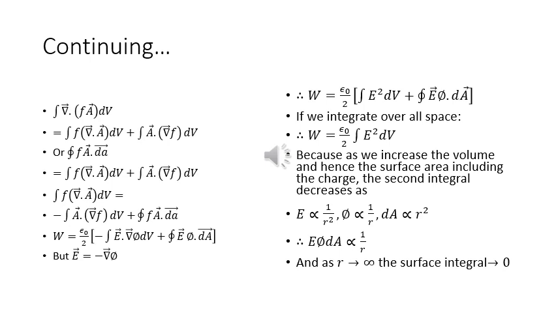integral E square dV, because as we increase the volume and hence the surface area including the charge, the second integral decreases as E is proportional to 1 upon r square, phi is proportional to 1 upon r, dA is proportional to r square. So the product E phi dA is proportional to 1 upon r. As r tends to infinity, the surface integral tends to 0.